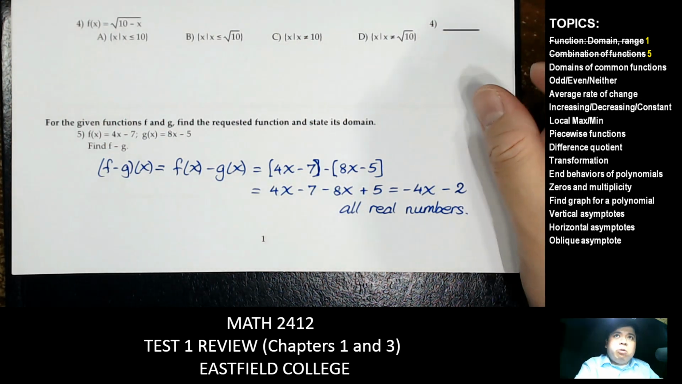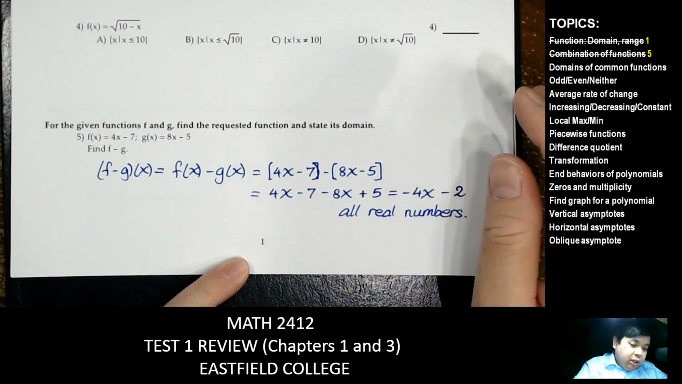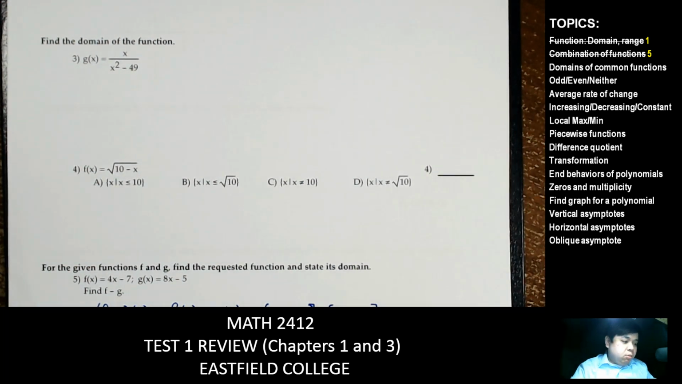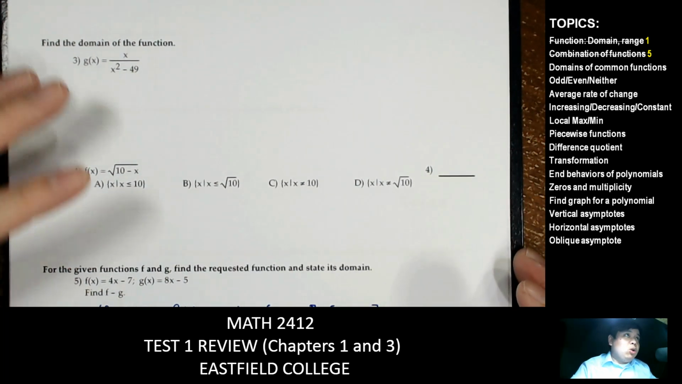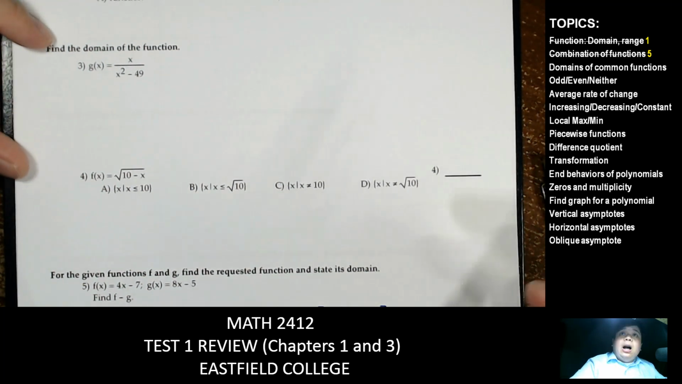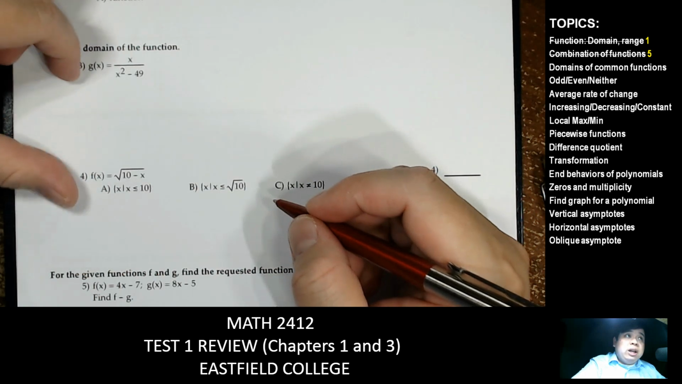This topic is pretty straightforward, so I just go over that rather quickly. Later on, when we have more complicated problems, then we spend more time on those problems. Right. Next, we have the domain of common functions. That would be 3 and 4.